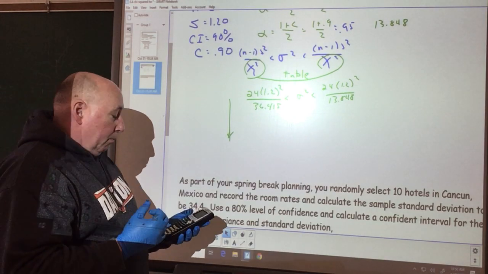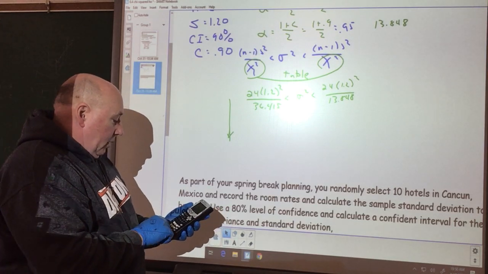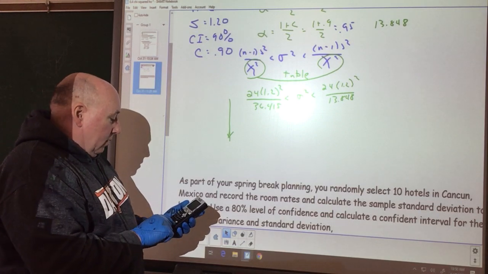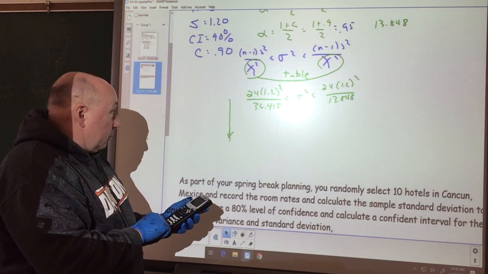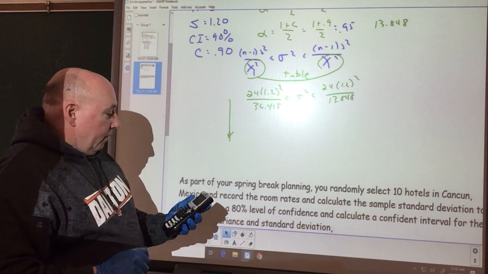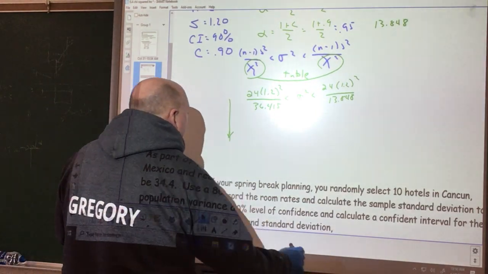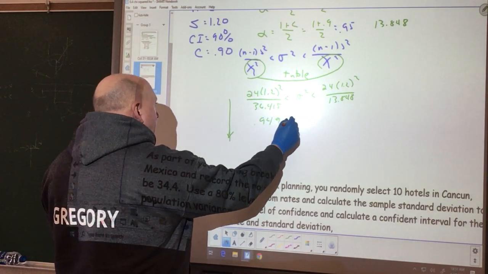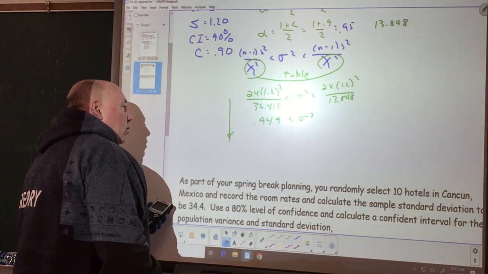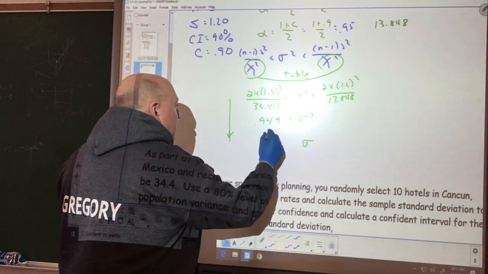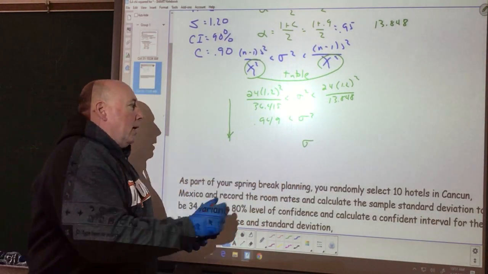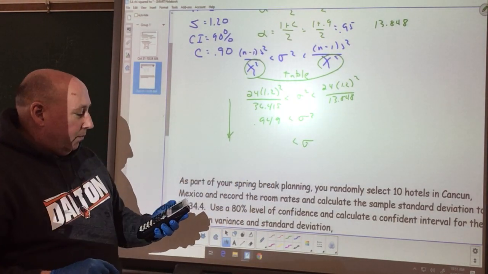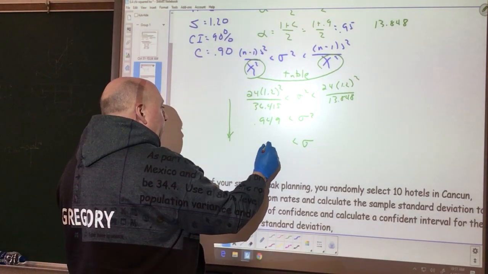It might help if my gloves would not get in the way. 24 times 1.2 squared divided by 36.415. There we go. That's a little bit better. We have 0.949. And usually what I will do is I will just take that and square root it so I can deal with my standard deviation. So I'm going to take the square root of my answer, 0.974.